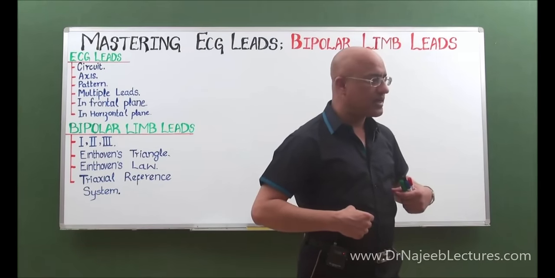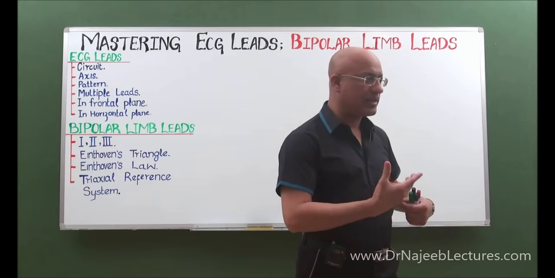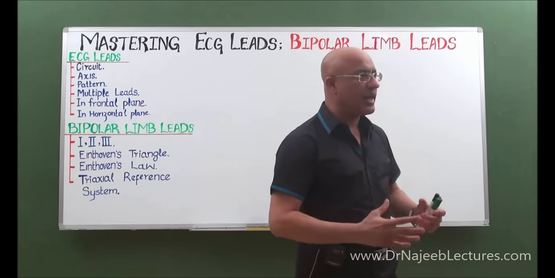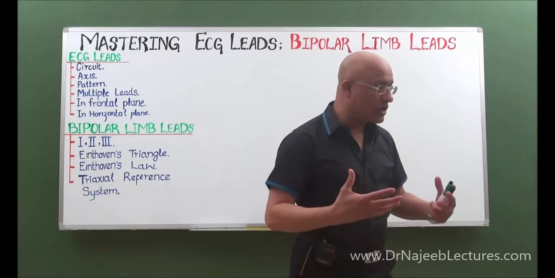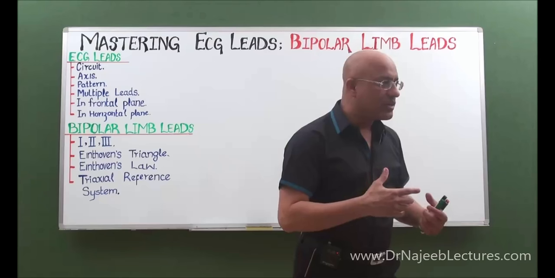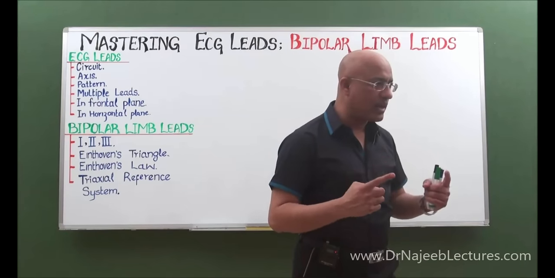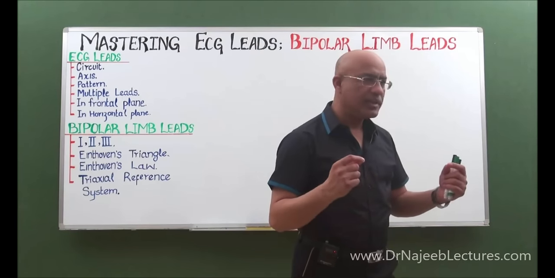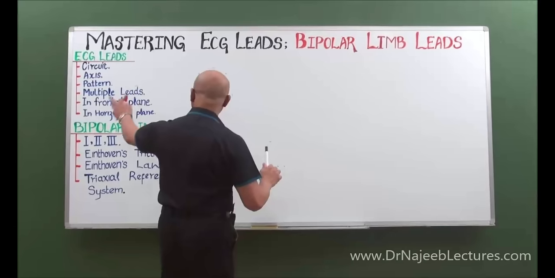As we know, when the heart is undergoing electrical activity like atrial depolarization and then ventricular depolarization and repolarization, electrical vectors are produced. Electromotive forces are produced when the heart is undergoing electrical events. Those electrical events of the heart can be recorded by the ECG leads. So let me tell you what is the meaning of lead, then we'll go into detail.